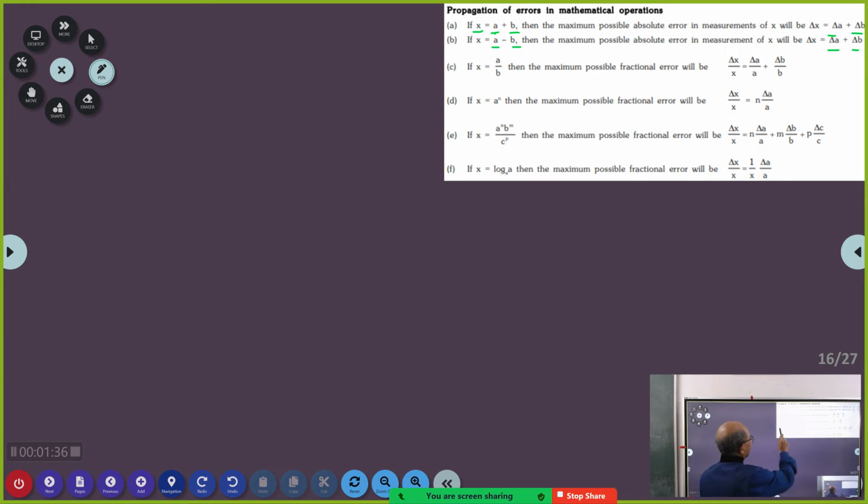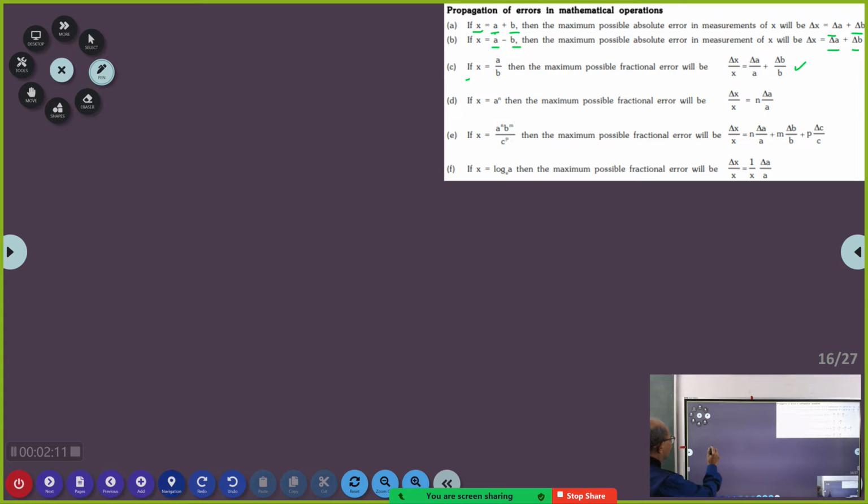Then if x is equal to a by b, then also we are going to have the error propagation like this. Can you justify this? The maximum fractional error possible will be this plus this. See, this is divided by this, but still we are adding plus. I suppose you understood the logic there. Yes, sir. Can you explain that? You think for a while, I'll explain that to you.